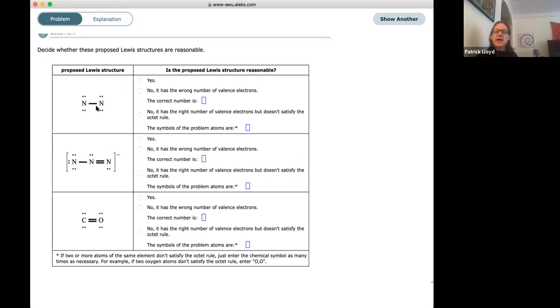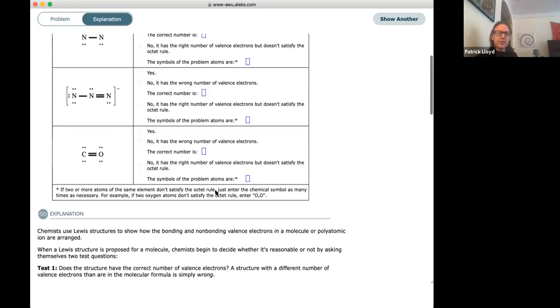And look at that. Neither atom has 8 electrons. This nitrogen on the left has 2, 4, 6. This nitrogen on the right has 2, 4, 6. So the symbol is N. It does have the correct number of valence electrons, but it doesn't satisfy the octet rule for nitrogen. I don't think you have to put N comma N, do you? Let me look at the explanation just to be careful.